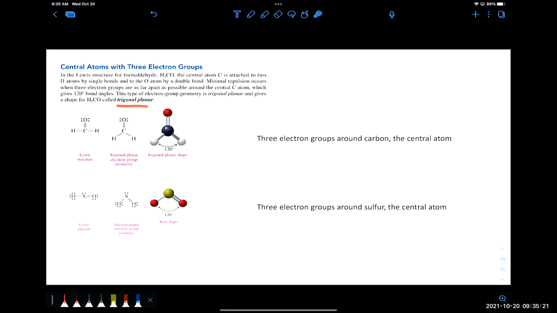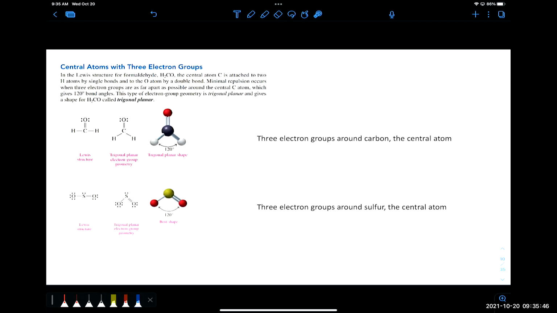Which is trigonal planar. And then for this bent shape, we have 3 electron groups again, but one of those is a lone pair. So lone pairs, we don't count as a part of our geometry. They don't have mass, they don't take up space. They're just a sort of ambiguous cloud of negative charge. But they force the other 2 groups to get far away from it as well.